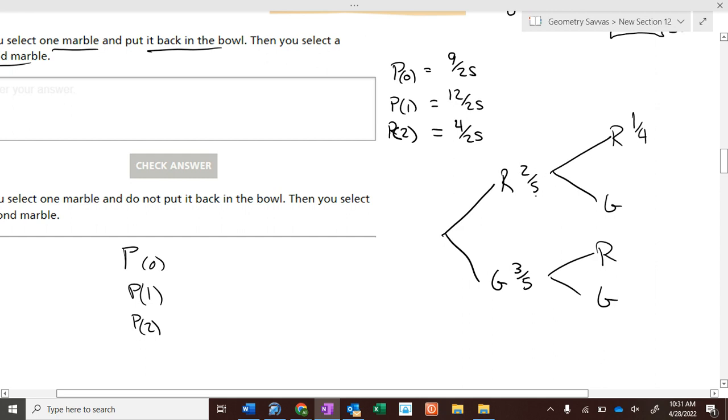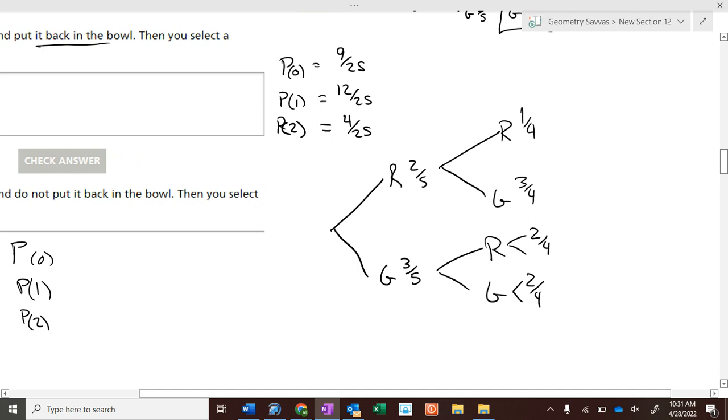Because if you take a red out and you take a marble out, you take away each one of those. What's the probability of getting a green if you got a red first? 3 out of 4. What's the probability of getting a red if you got a green first? 2 out of 4. And how about green, green? 2 out of 4. Okay? So if you multiply across, you get a 2 out of 20 chance for going red, red. For going red, green is a 6 out of 20. Going green, red, 6 out of 20. Green, green, 6 out of 20.